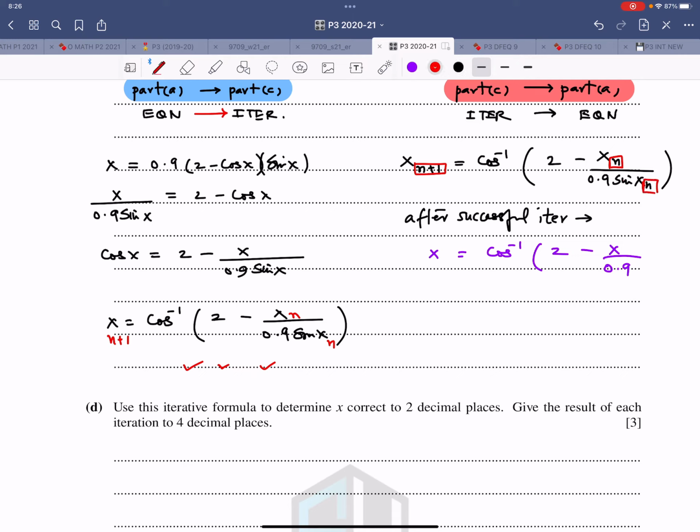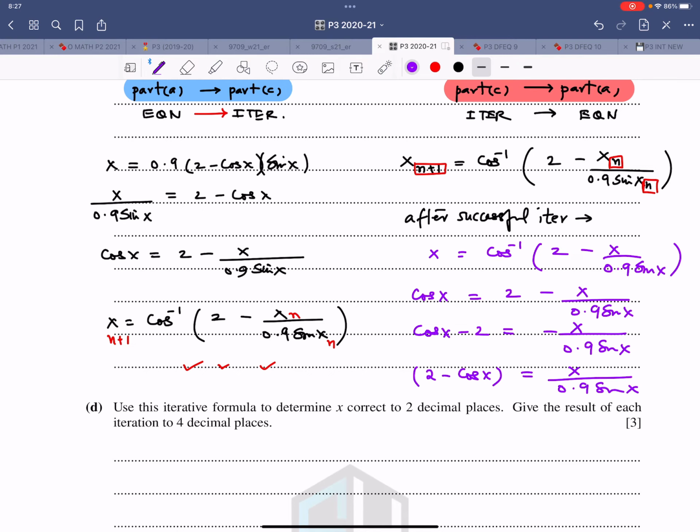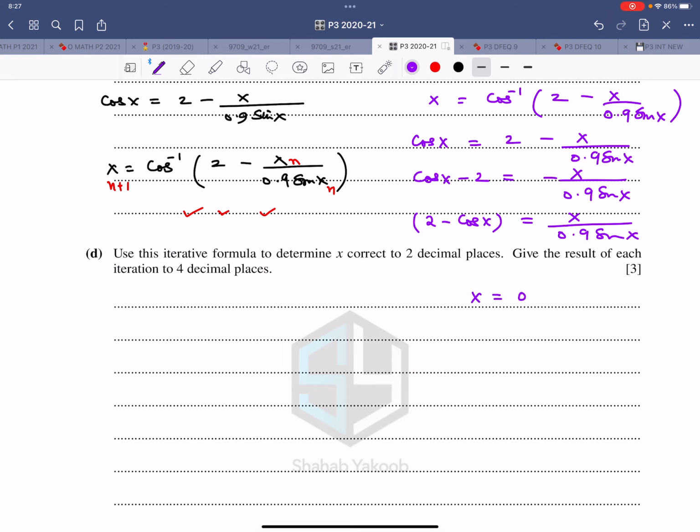And this is sine of x. Therefore, cosine of x is 2 minus x over 0.9 sine x. And then cosine of x minus 2 is negative x over 0.9 sine of x. Multiply by minus throughout: 2 minus cosine x is equal to x over 0.9 sine x. Make x the subject, that is 0.9 sine x multiplied with 2 minus cosine x, and that is the equation.